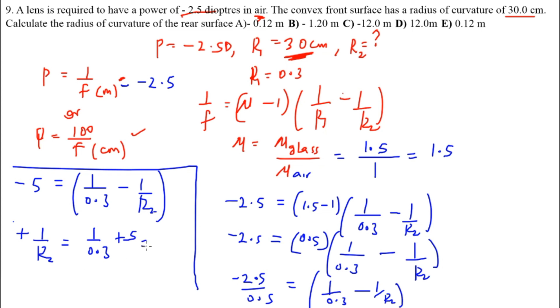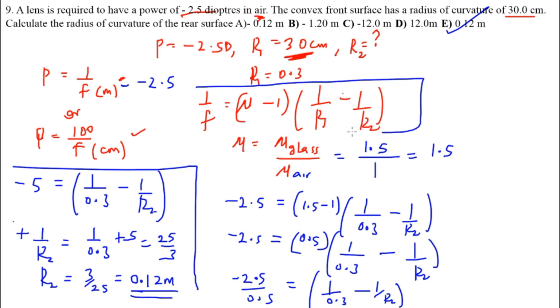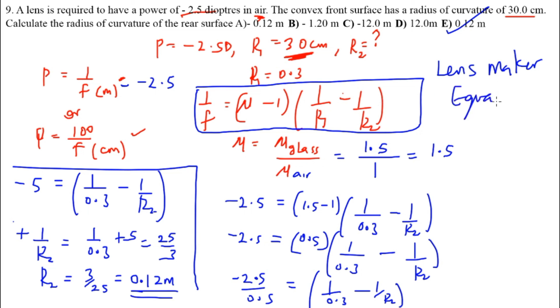That is equal to 25 upon 3, which means that r2 is 3 upon 25, which is 0.12 meters. Don't forget we are solving in meters, and that's the correct answer. This formula is a very important formula, referred to as the lens maker equation. The lens maker equation helps us to find the focal length or one of the radii of curvature of a lens, which has two surfaces.